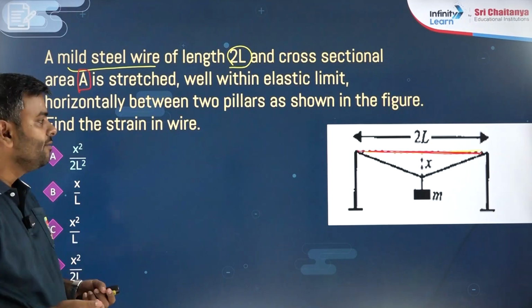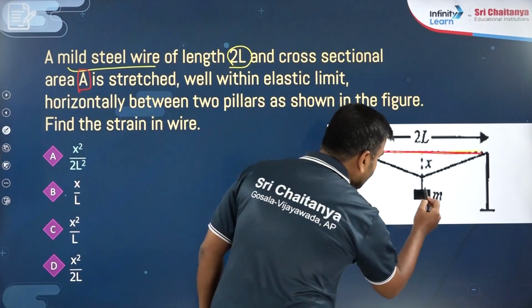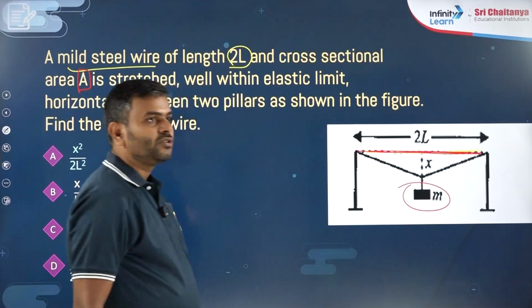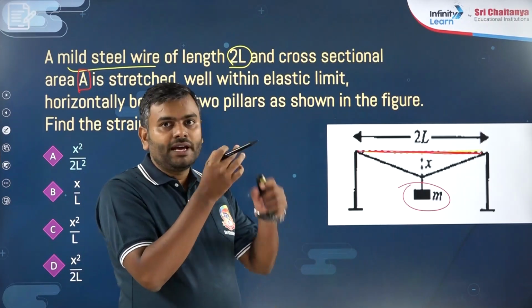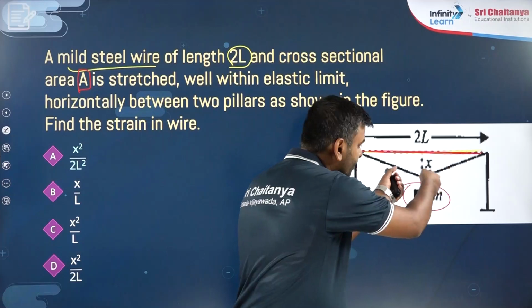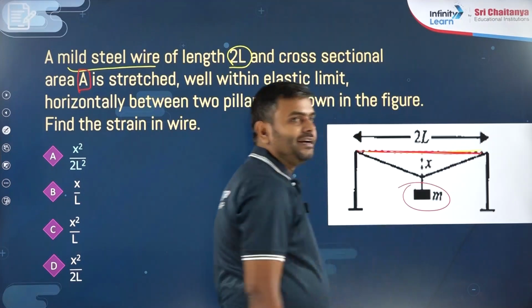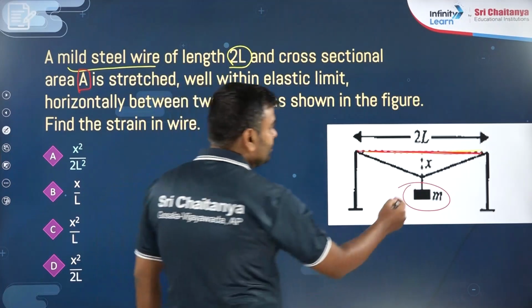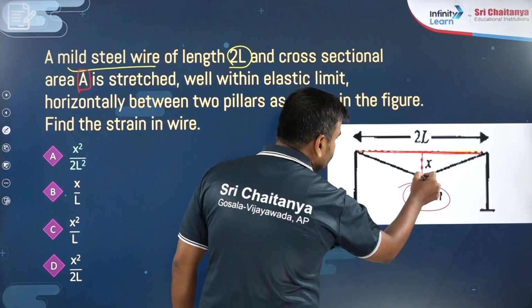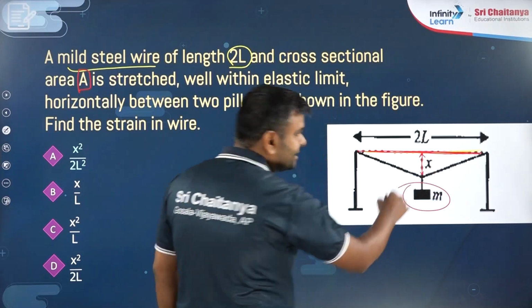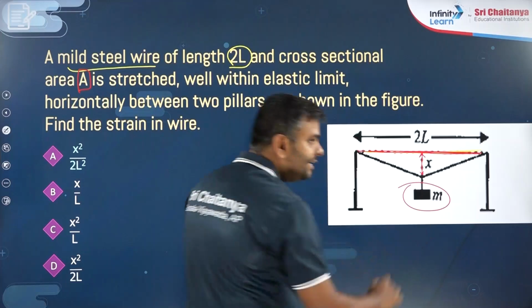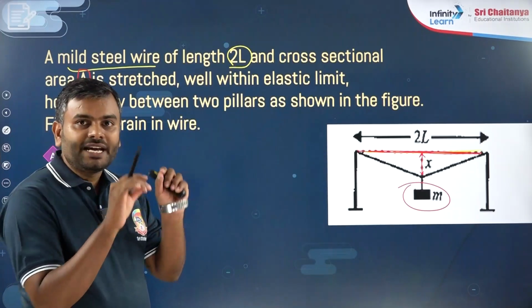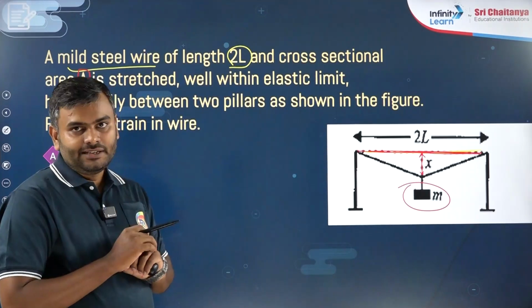Why is it stretched? Because we are going to hang a mass M, because of which the wire is going to stretch. It will move down, and that will stretch the wire a little bit. This is how much it is going to move down. It is moving X downward because of this hanging mass, and because of that there will be a stretch in the wire.